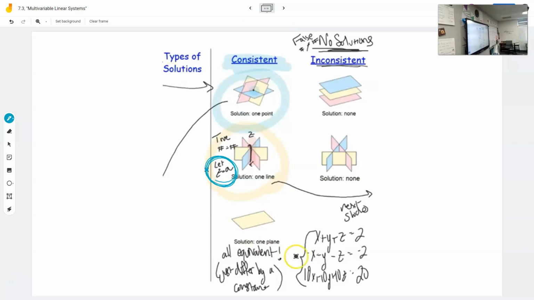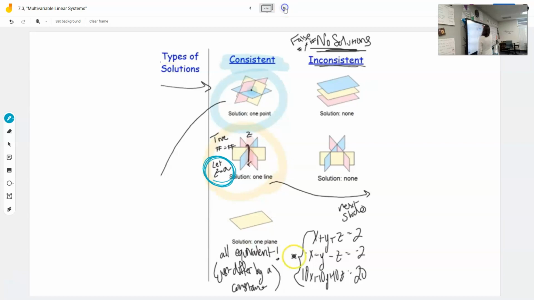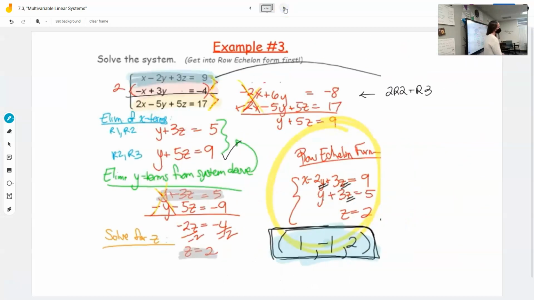So I say, okay, fine. Z can be anything. Why? Because we can make z like the vertical axis and we can say, cool, it goes forever. But will the x's and y's be forever also? No. They're going to be specific to z. So, those ones get harder.